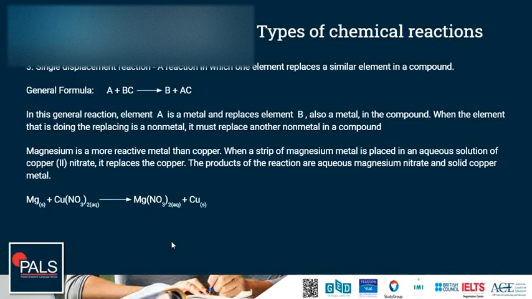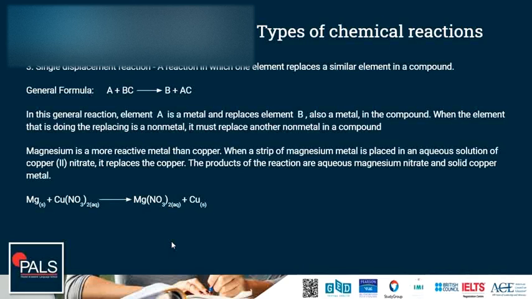Third type of chemical reaction are so-called single displacement reactions or single replacement reactions. A reaction in which one element replaces a similar element in a compound. A plus BC react to form B plus AC. As you can see, A has swapped the position with B. In this general equation, element A is a metal and replaces element B, also a metal in the compound. When the element that is doing the replacing is a nonmetal, it must replace another nonmetal in a compound.